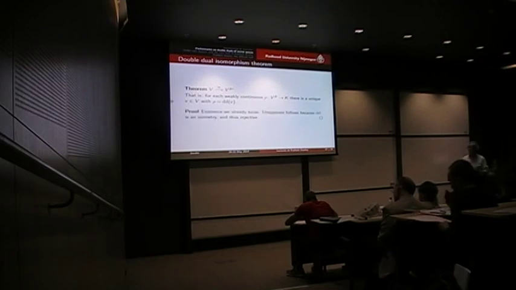The existence we already know from the ordinary vector space case, and the uniqueness now follows because this double dual map is an isometry and hence an injection. So we get an isomorphism here.